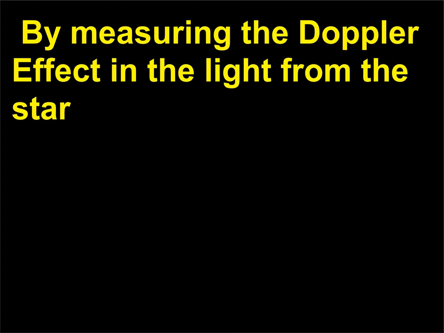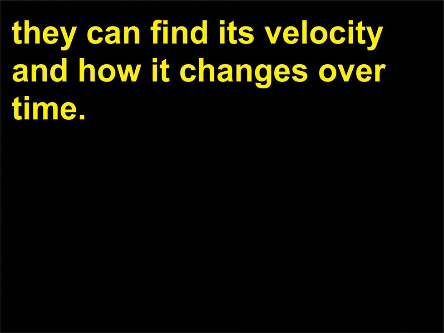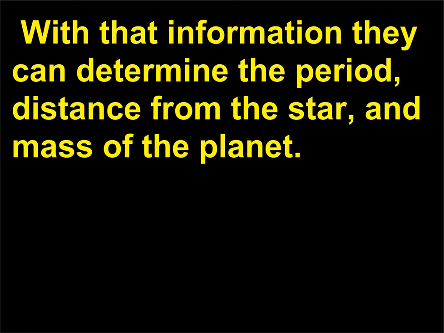By measuring the Doppler effect in the light from the star, they can find its velocity and how it changes over time. With that information, they can determine the period, distance from the star, and mass of the planet.